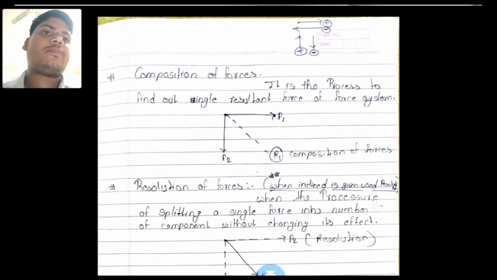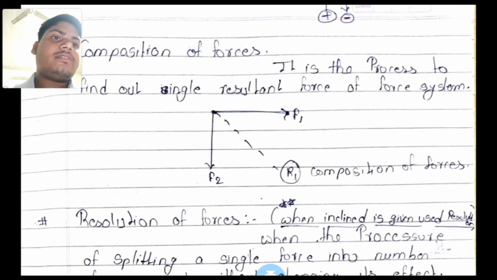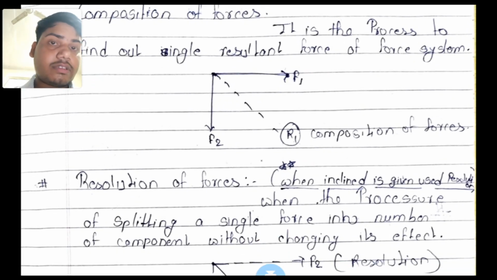Now we discuss the composition of force. What is meant by composition of force? It is a process to find a single resultant force of a force system. Here two components are given, F1 and F2, and we have to find the composition of force. It means R1. This diagram shows how composition of force is done.